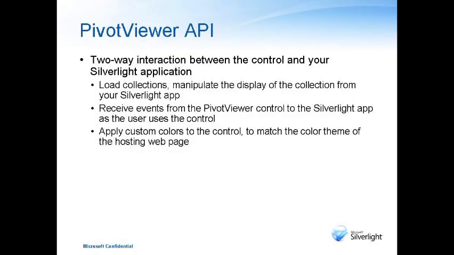So what does the API give you? It gives you a pretty simple interface between the control and your application to load collections, manipulate the display of those collections, get notifications as the user interacts, and apply custom colors. The custom colors, we're not going to go through a demo today, but we'll talk a bit about that. And also, people have been asking about tracking the user as they use the Pivot Viewer control. We've tried to provide enough notifications in here that you can do all the tracking that you might want to do by watching the events from the control. If you find that there's something that's missing, please let us know. We'll try to add it.